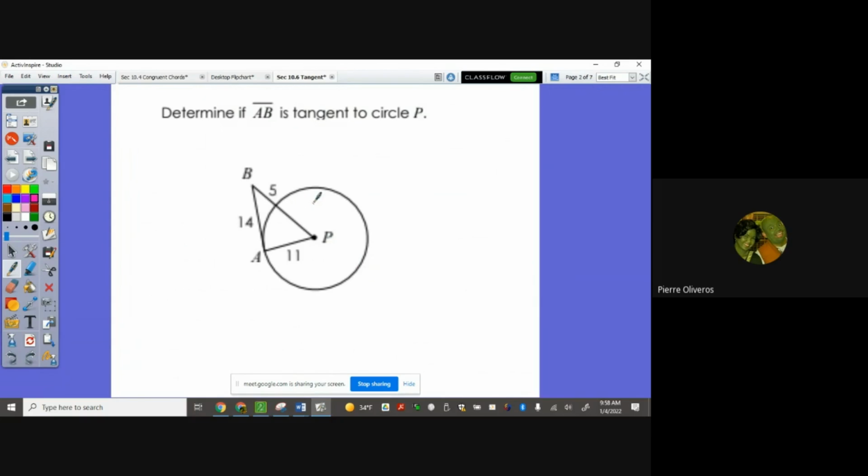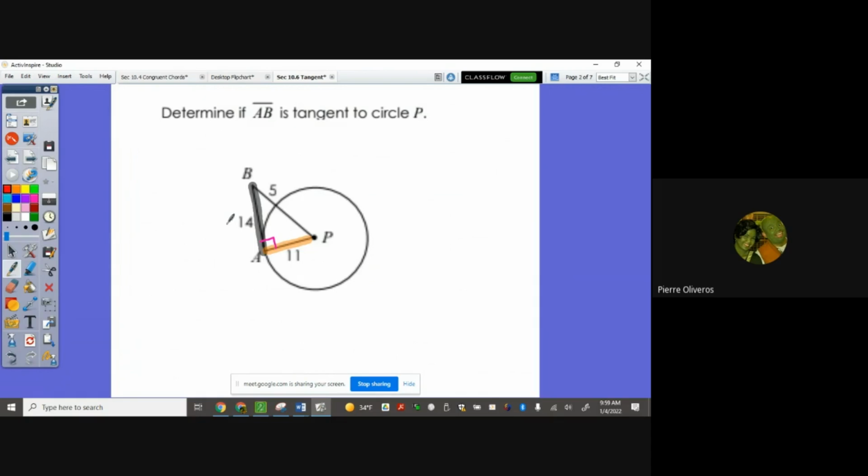Determine if segment AB is tangent to circle P. So this is AB, and if it's tangent to circle P, this should be perpendicular, and this should make a 90-degree angle. If that's a 90-degree angle, we should be able to apply the Pythagorean theorem here. And if the equation is true, then it is correct.